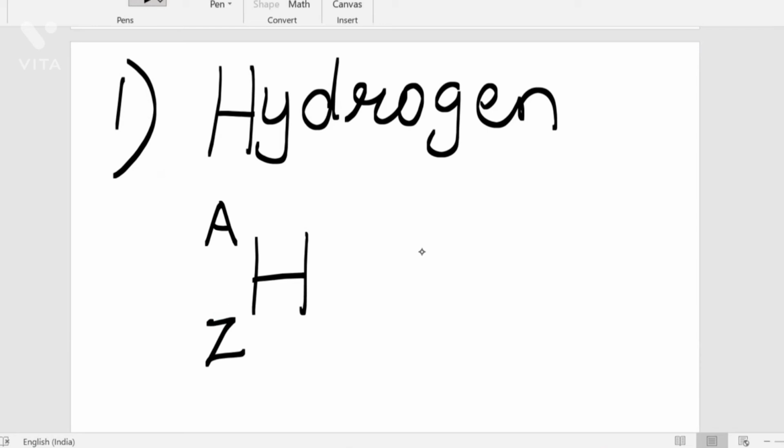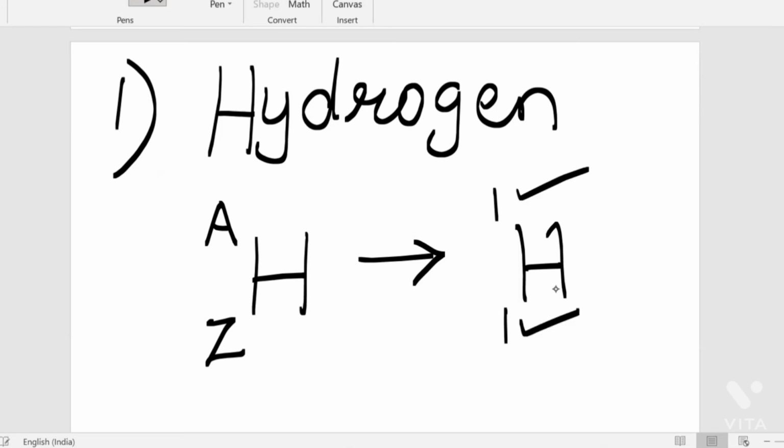So how to represent the first element here? It is the lightest element in the periodic table. Why is it called the lightest element? Because of its mass, it's only 1. So I'm writing mass number 1. Atomic number is also 1. That is the reason it is the first element in the periodic table. So we have mass number and atomic number.